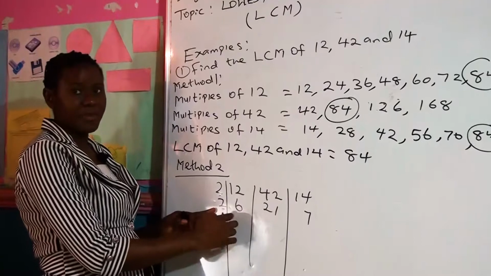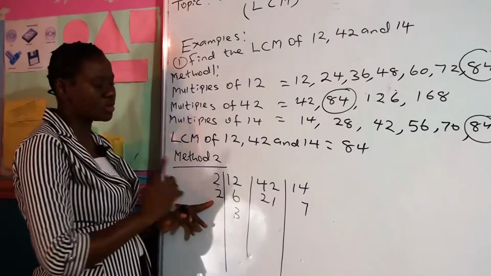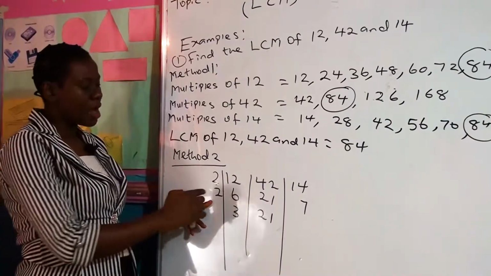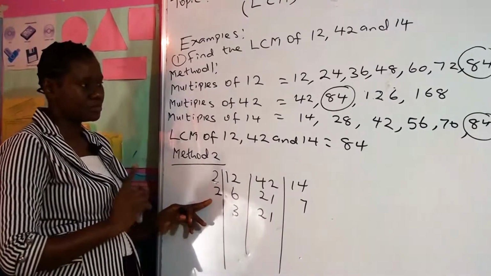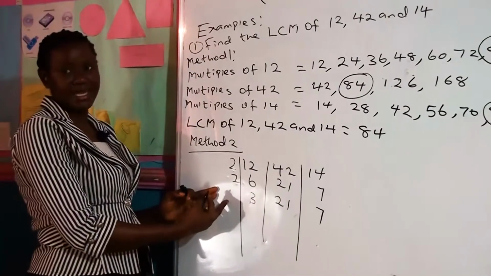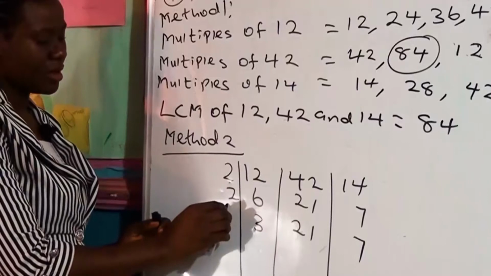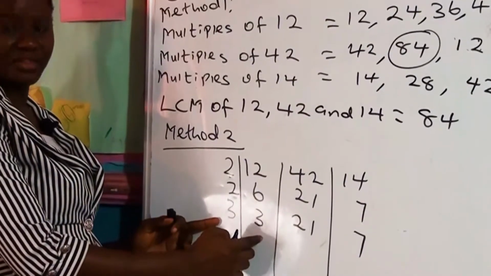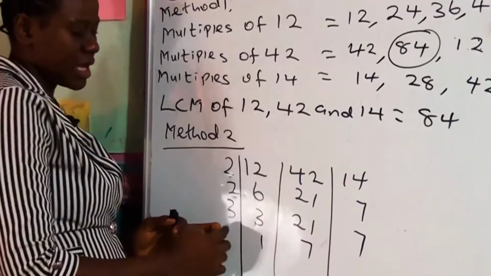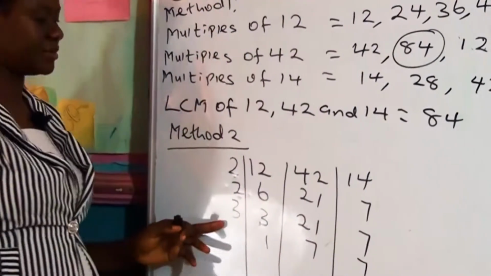What else could divide this in steps? 2. How many 2 can I find in 6? 3. How many 2 can I find in 21? None. So I'll write that 21 back. How many 2 can I find in 7? None. So I'll write the 7 back. What can I use to divide those numbers again? Let's try 3. How many 3 can I find in 3? 1. How many 3 can I find in 21? 7. How many 3 can I find in 7? None. So I'll write back my 7.